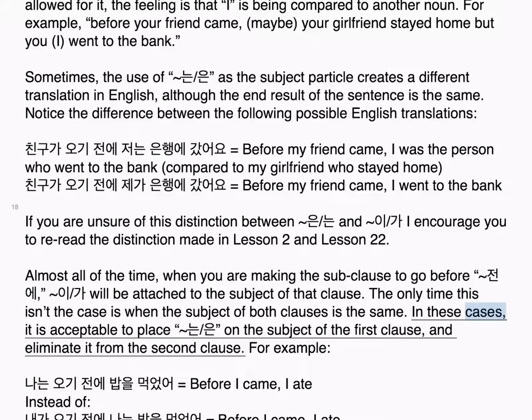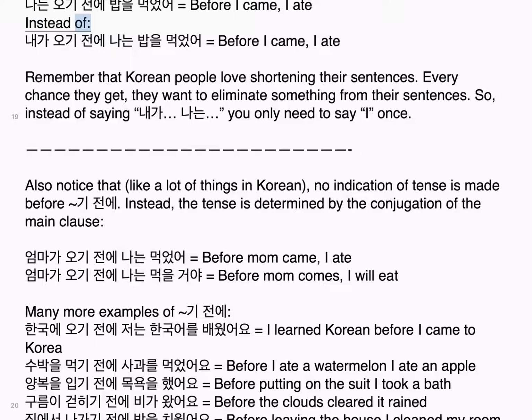In these cases, it is acceptable to place 는 on the subject of the first clause, and eliminate it from the second clause. For example, 나는 오기 전에 밥을 먹었어. Before I came, I ate, instead of 내가 오기 전에 나는 밥을 먹었어. Before I came, I ate. Remember that Korean people love shortening their sentences. Every chance they get, they want to eliminate something from their sentences. So, instead of saying 내가, 나는, you only need to say I once.